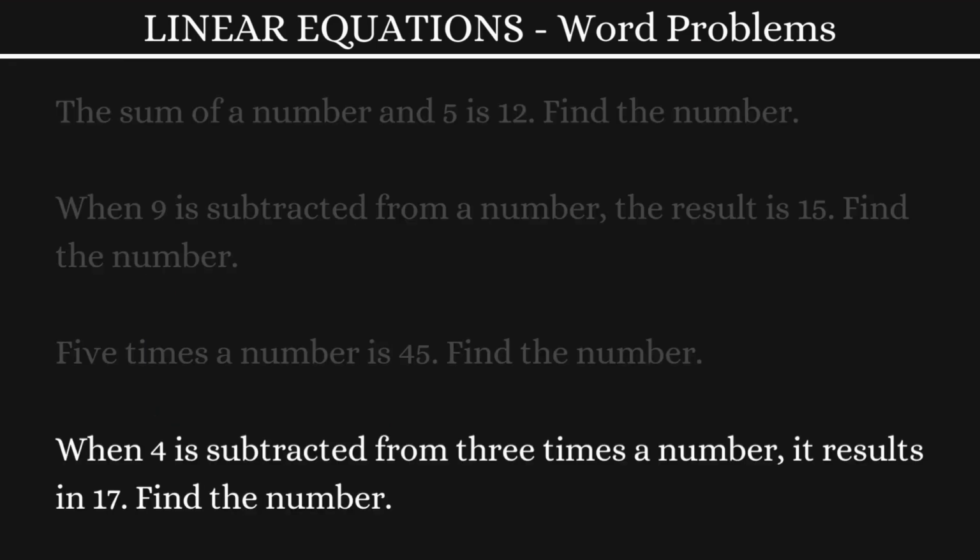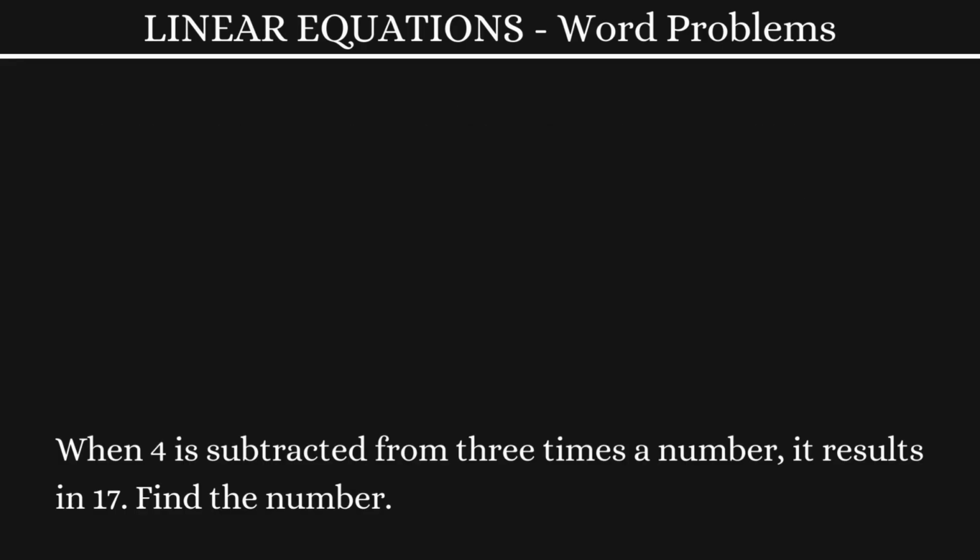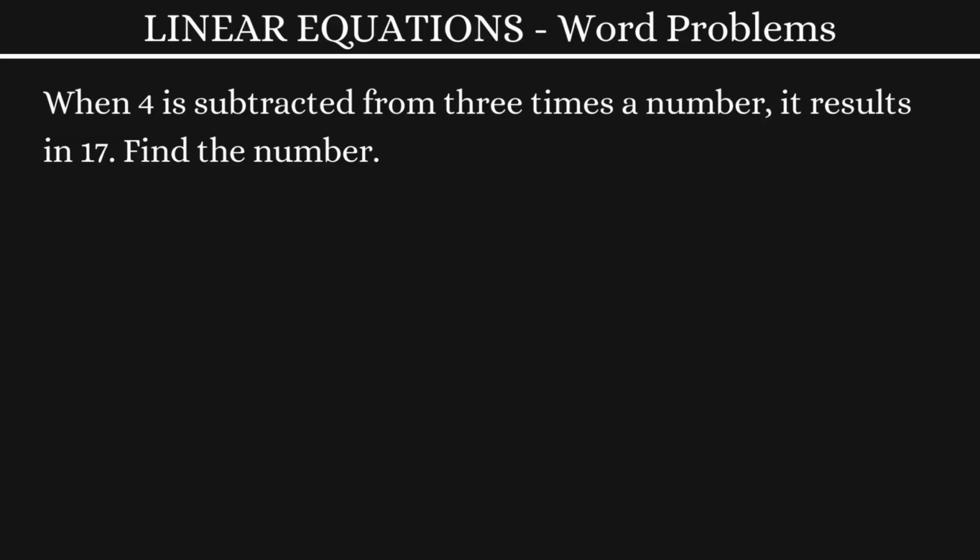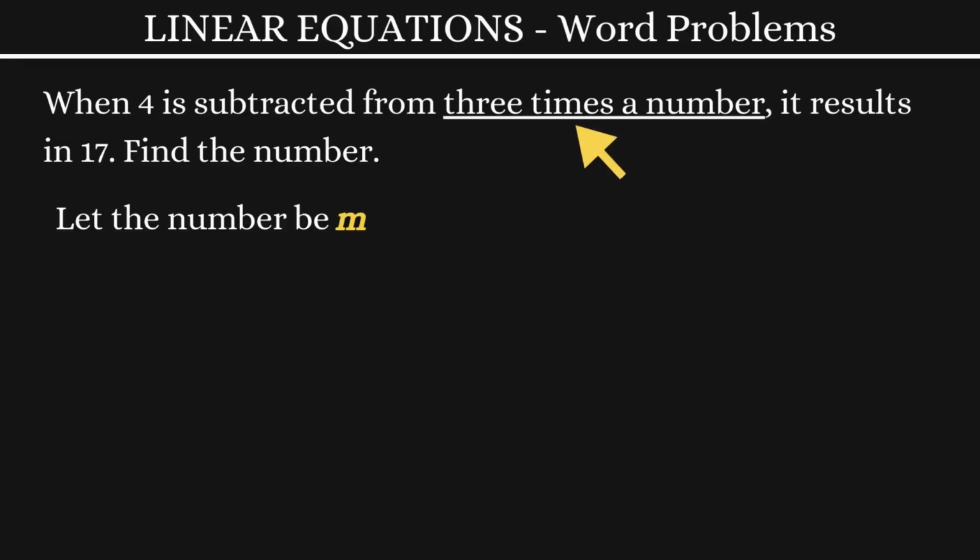Next question. When 4 is subtracted from 3 times a number, it results in 17. Find the number. Here, let the number be m. 3 times the number becomes 3m. And when 4 is subtracted from it, we have 3m minus 4. This results in 17. So our equation is 3m minus 4 is equal to 17.